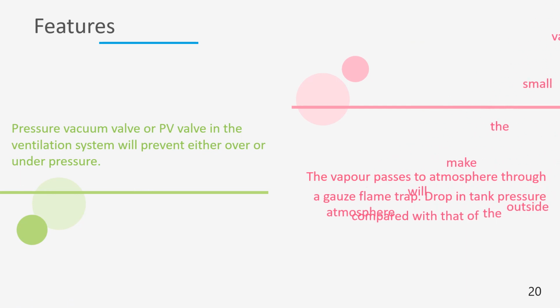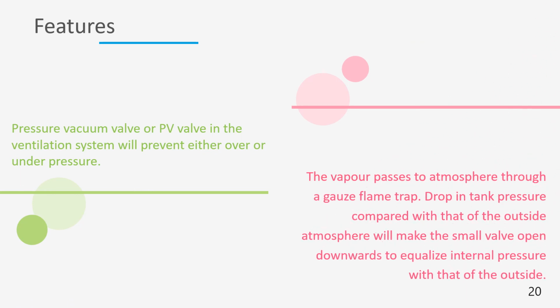The PV valve and the ventilation system will prevent either over or under pressure. The vapor passes to atmosphere through a gas flame trap. A drop in tank pressure compared with that of the outside atmosphere will make the small valve open downwards to equalize internal pressure with that of the outside.